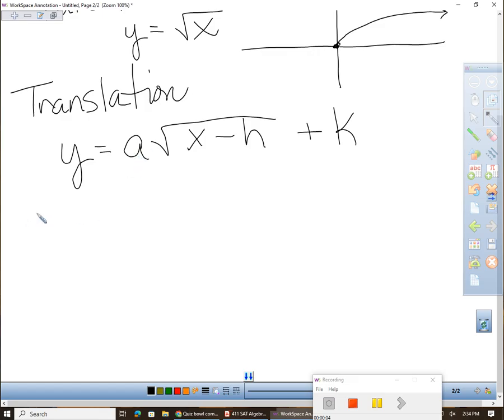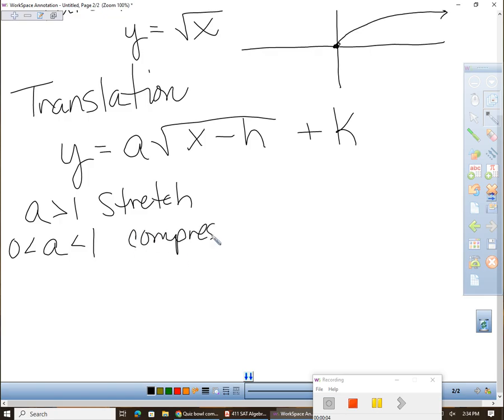A, remember that if a is greater than 1, this is a stretch. It's going to take that curve and make it a steeper curve. If a falls between 0 and 1, that's a compress. It's going to take that curve and push it flatter. If a is less than 0 or it's negative, it's going to flip over. And it would be the bottom of the curve.